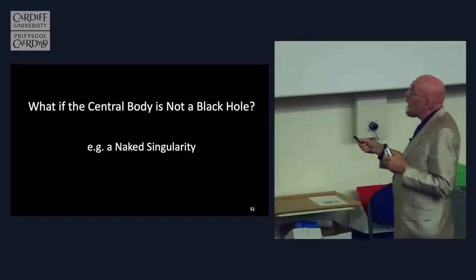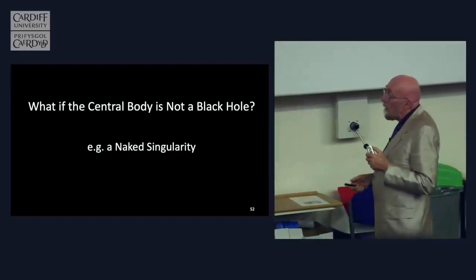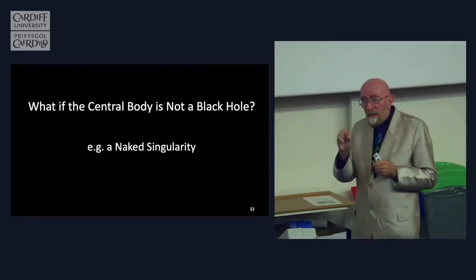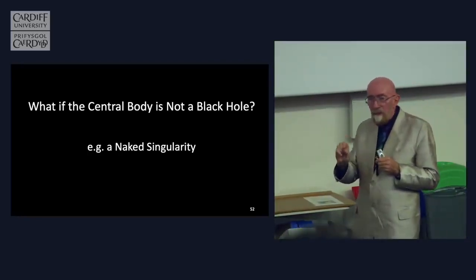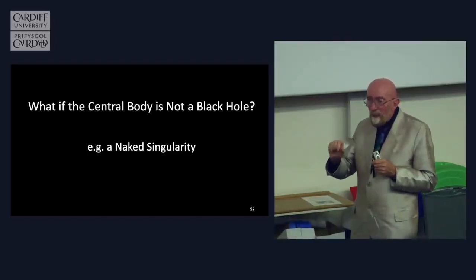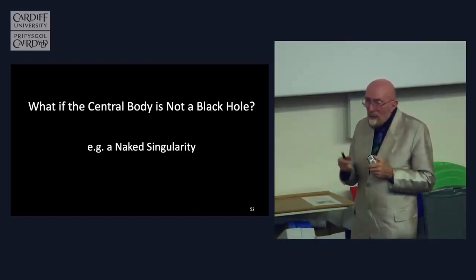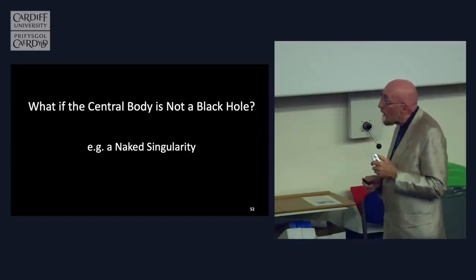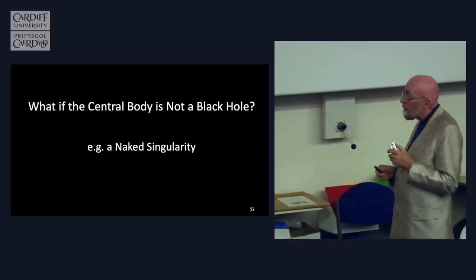So what if the central body is not a black hole? I said that inside a black hole there is something called a singularity. It's a place where gravity becomes infinitely strong and really weird in its properties, and the laws of general relativity get replaced, presumably by something called the laws of quantum gravity.